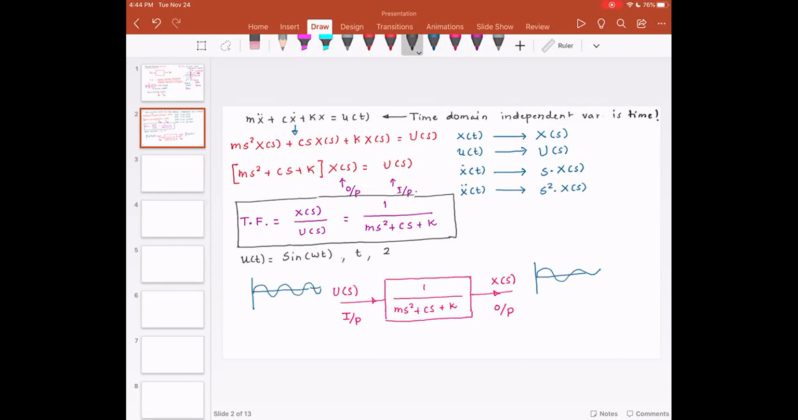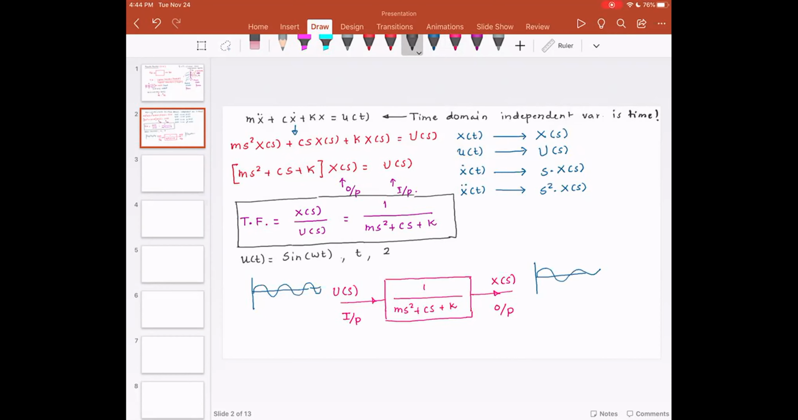And this multiplication is possible because u of s is in Laplace domain and this also is in Laplace domain. And then the response that you get is also in Laplace domain. And then what you have to do is take the inverse Laplace to get the response in the time domain, because here there is t. So you have to take the inverse Laplace.